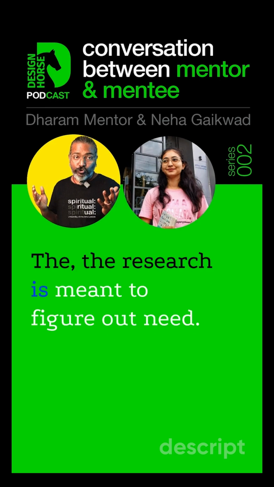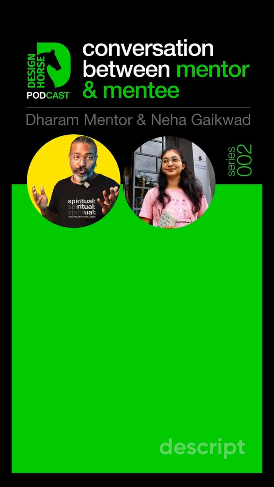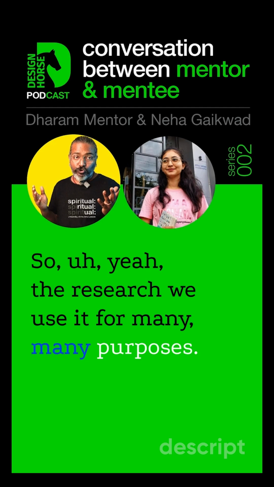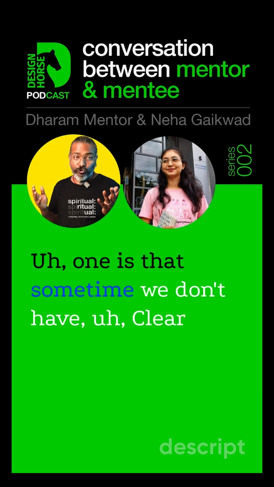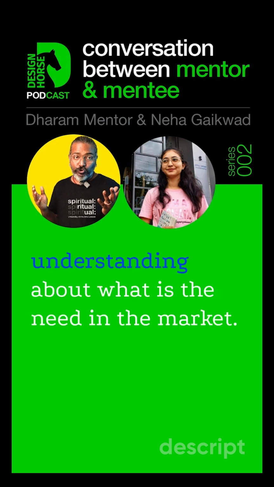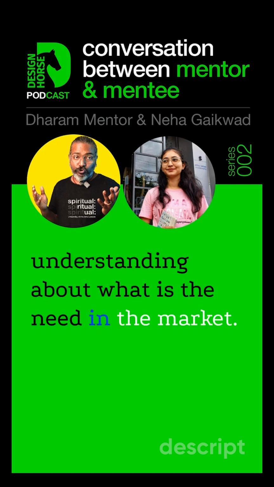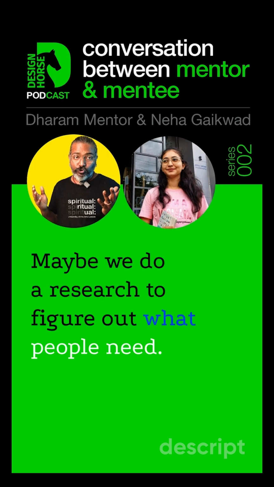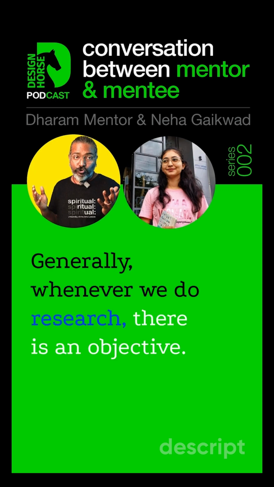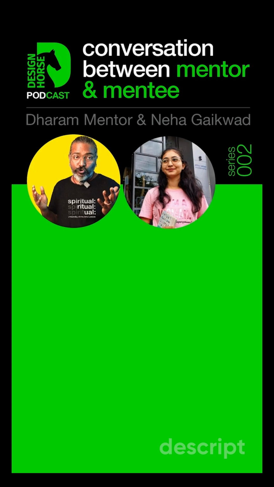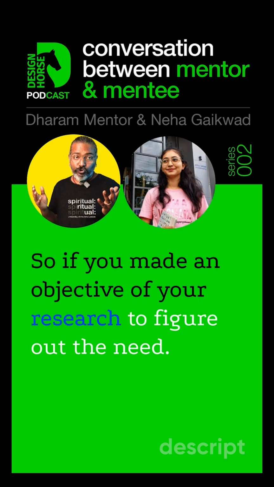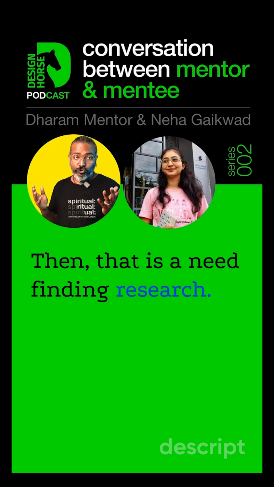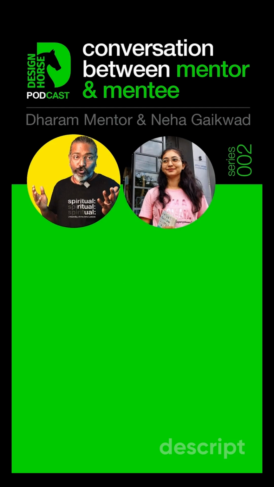The research is meant to figure out need. So yeah, we use research for many purposes. One is that sometimes we don't have a clear understanding about what the need in the market is. Maybe we do research to figure out what people need. Generally, whenever we do research, there is an objective. So if you made the objective of your research to figure out the need, then that is need finding research. It's called need finding research.